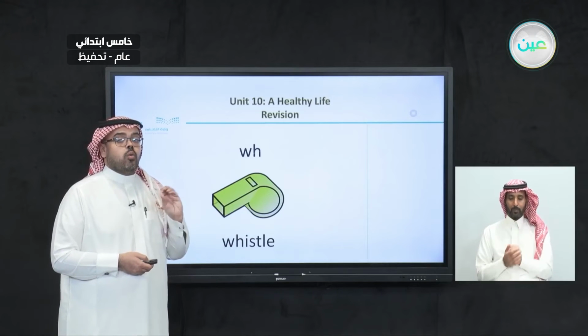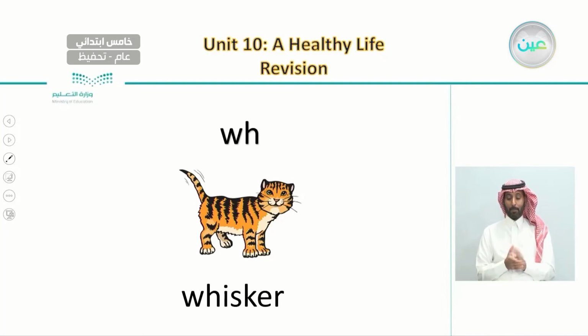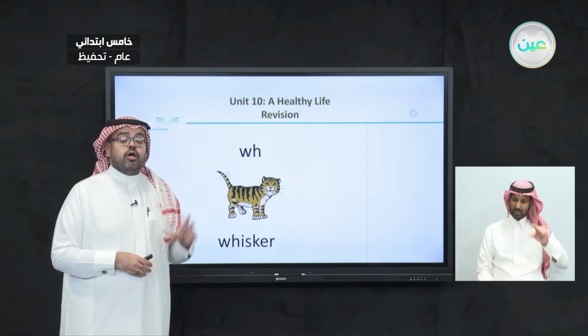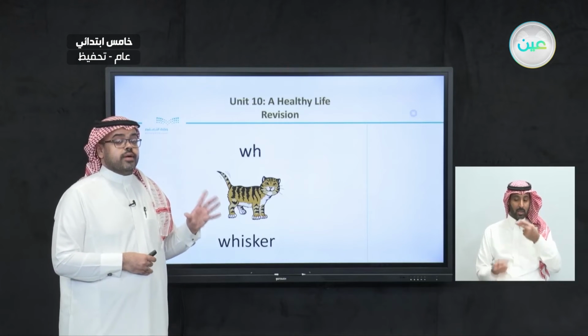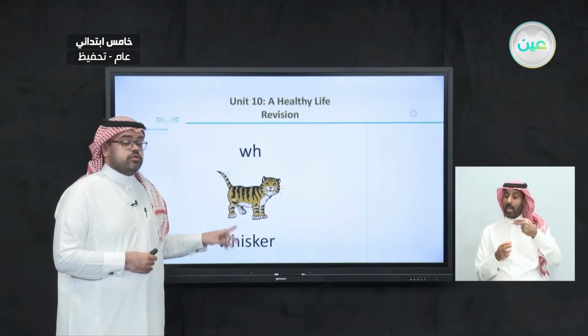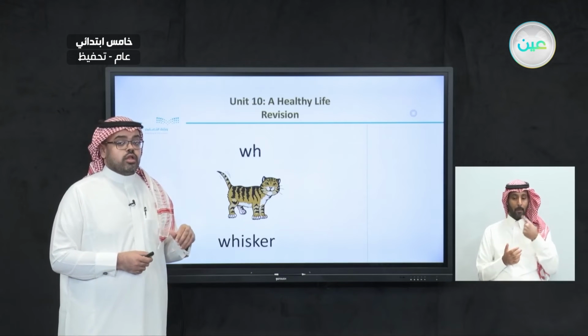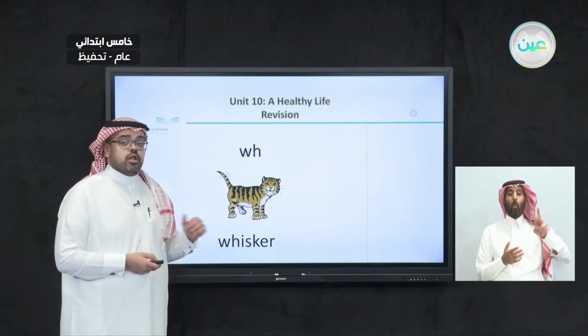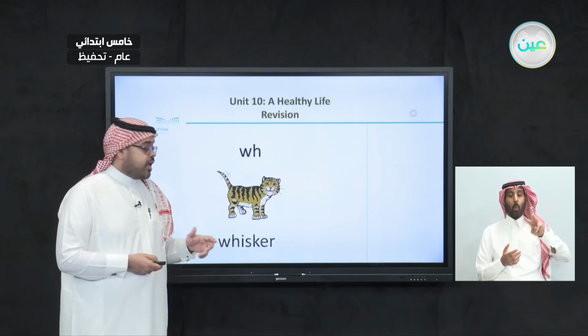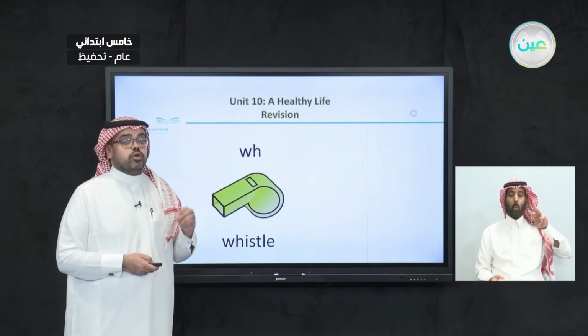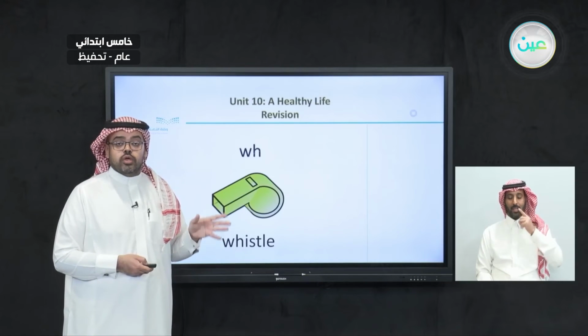We say whistle. And finally, the last word we have from the WH list, which is whisker. Whisker. Say after me, whisker. So here you go. The words that start with W and H, especially these words, usually we keep the H silent and we say the W. For example, whisker, white, whale, and also whistle. We always keep the H silent with these words.